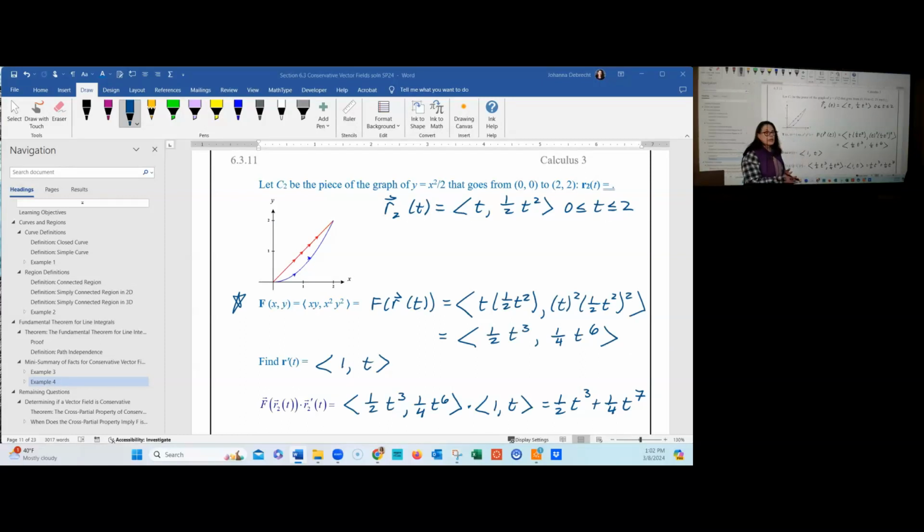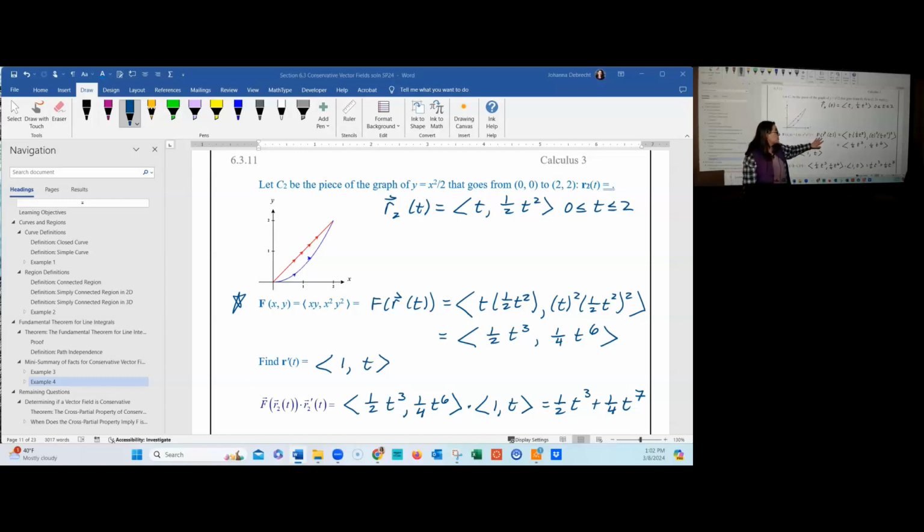Let's take a look at integrating the vector line integral f dot dr along the second path, pictured in blue here, along the path y equal 1/2 x squared, again from 0, 0 to 2, 2. In this case, we can parameterize the curve by letting x be t and y be 1/2 t squared. Since x goes from 0 to 2, then t goes from 0 to 2.